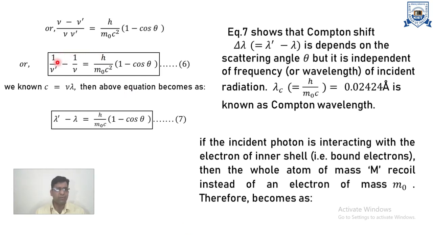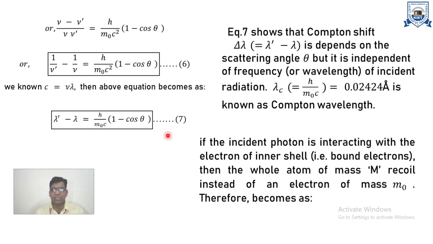We solve the equation to get 1 upon nu dash minus 1 upon nu is equal to h upon m naught c square times 1 minus cos theta, because we know that nu is equal to c by lambda. This is the relation between particle frequency and wavelength. In terms of wavelength, the expression coming from this solution is lambda dash minus lambda is equal to h upon m naught c times 1 minus cos theta.